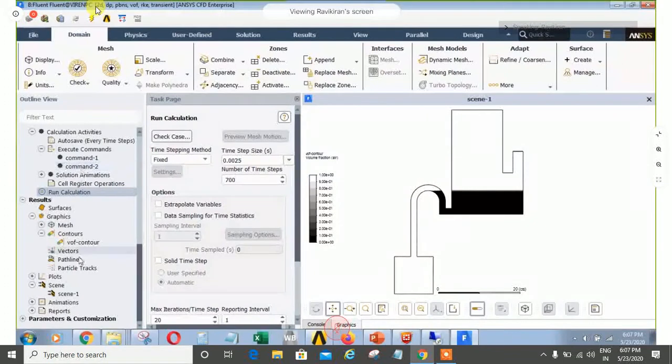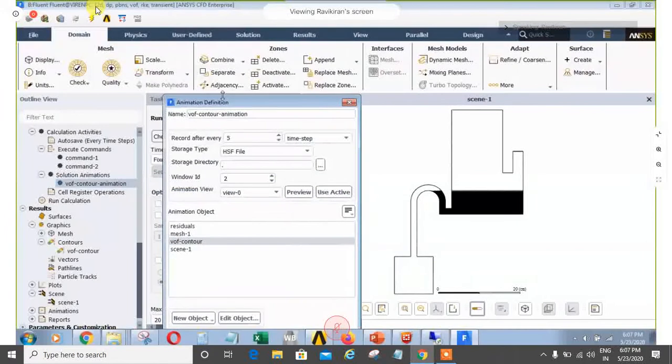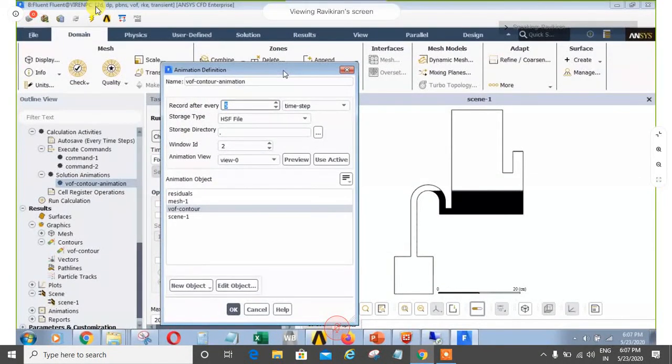Also, apart from that, we have opted for the volume fraction animation. When we are setting the animation, make sure that we are not setting it for after every one iteration, every one time step, because it will take a lot of time to save an animation file, or a frame, at each and every step. So we make sure that we are opting for it after a certain time interval, and accordingly we set which volume animation we want to see. So we are seeing the volume of fluid control, so that it will be displayed here.